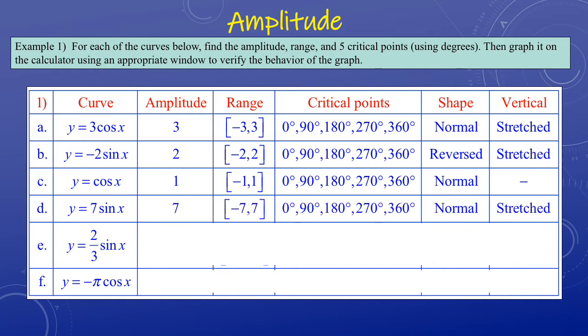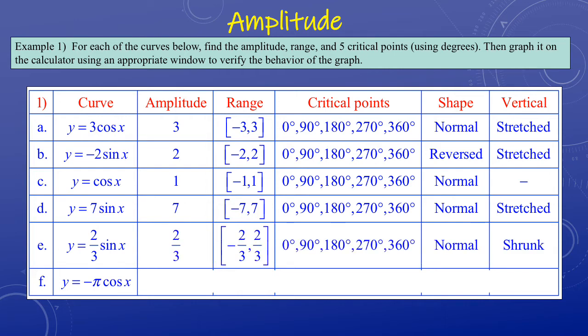In D, we have y is equal to 7 sine of x. Our amplitude is 7, and therefore our range is negative 7 to 7. Critical points haven't changed: 0, 90, 180, 270, and 360. This curve is normal, and it is vertically stretched.